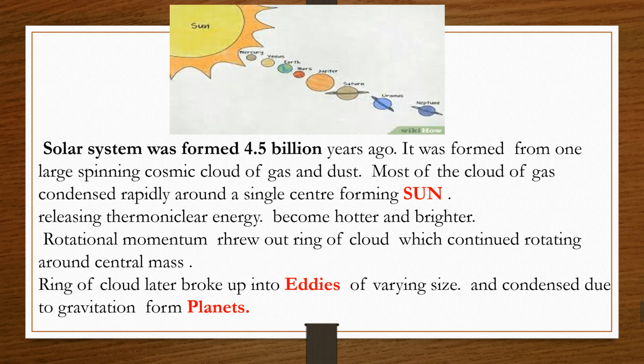The ring of cloud later broke up into eddies of varying size and condensed due to gravitation to form planets. So this is how they are forming the planets. In this diagram, you can see that around the Sun there are planetary rotations and these planets are formed.